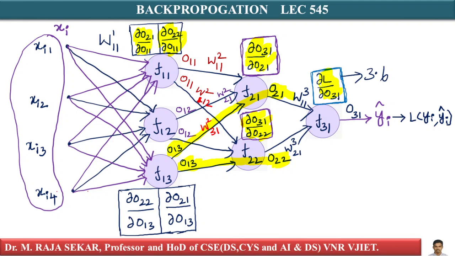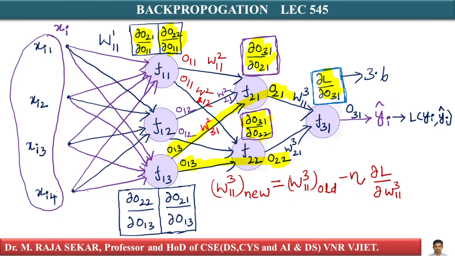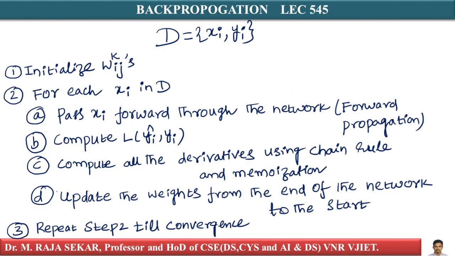What is my third step? My third step is repeat step 2. You have to repeat step 2 till convergence. We know what convergence is. Just try to recall, we already discussed it.